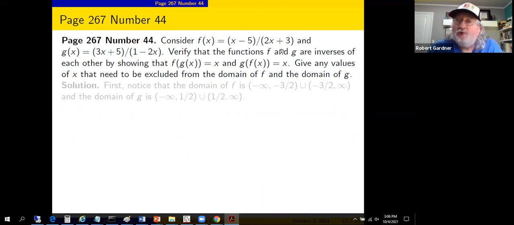This one has quotients. Suppose f of x is (x minus 5) divided by (2x plus 3), and g of x is (3x plus 5) divided by (1 minus 2x). Verify these are inverses of each other by doing the compositions. Give any values of x that have to be excluded from the domain. Okay, we can't have division by 0, so that'll be a condition on the domain of f, and we can't have division by 0 over here, and that'll be a condition on the domain of g. So we will have those conditions.